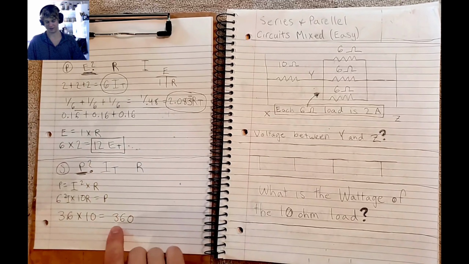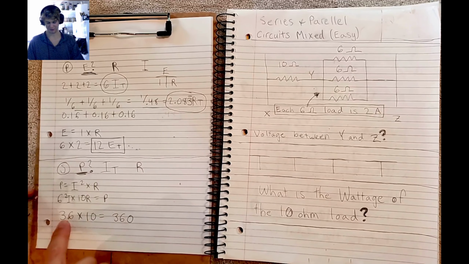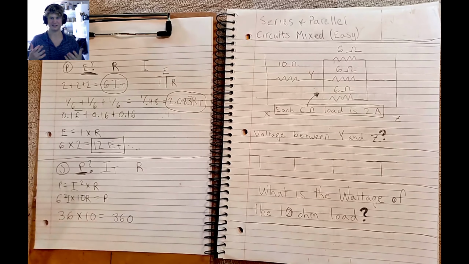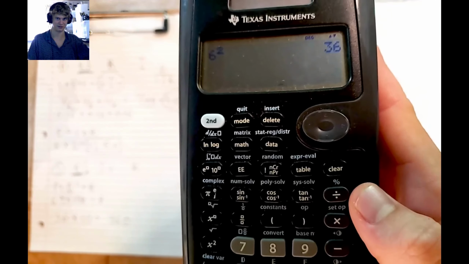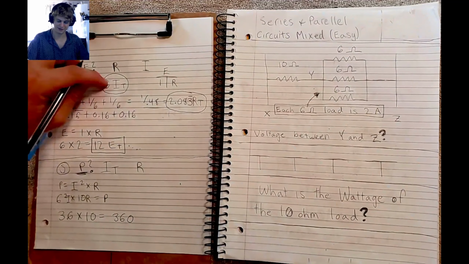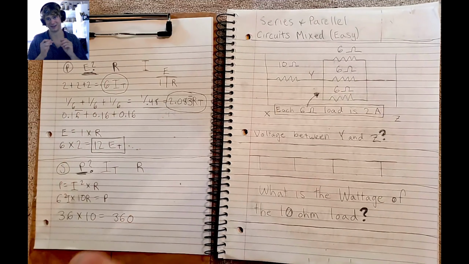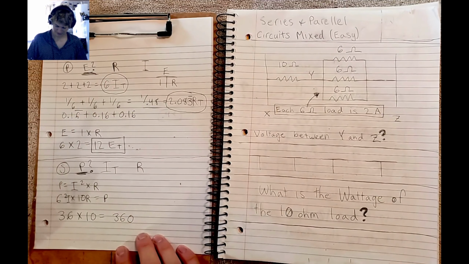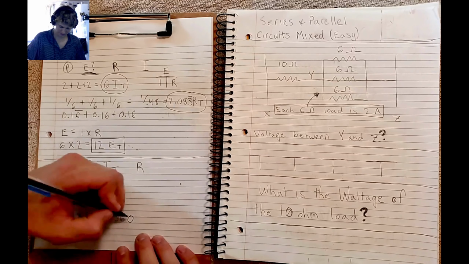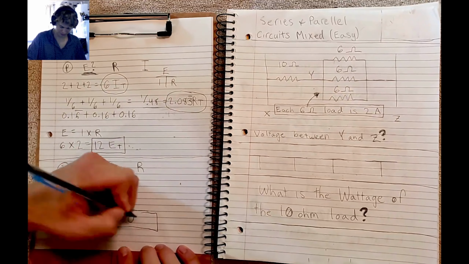The reason why I'd only do it for 10 is because you could obviously just look at that, okay, 36 times 10. You could easily double check it. I like to even double check other things like my calculator. Okay, 6 squared. And yes, it was 6 originally. Okay, so it's good to double check things because if you did make a mistake, you're going to catch it when you double check it. Now we have 360, which actually is our wattage.